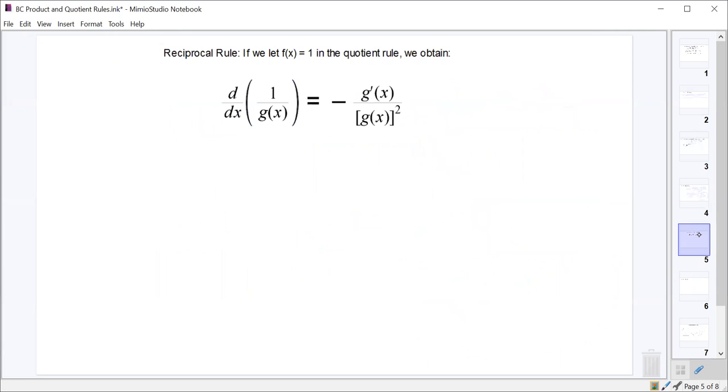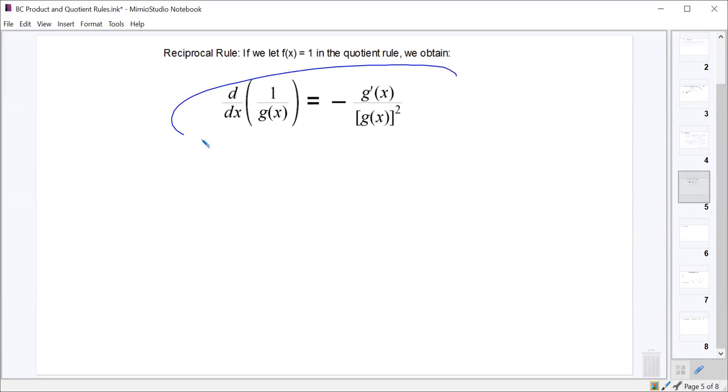Great. All right, good. And then lastly, for these basic little rules here, we've got the reciprocal rule. The reciprocal rule is just an extension of the quotient rule, but it often makes things easier to differentiate. If you have 1 over a function, you can just turn that into the opposite of the derivative of the bottom function divided by the denominator squared. So this is another good rule to know.